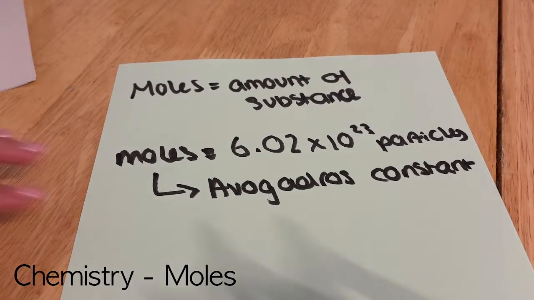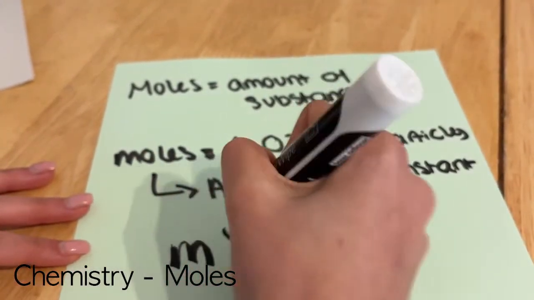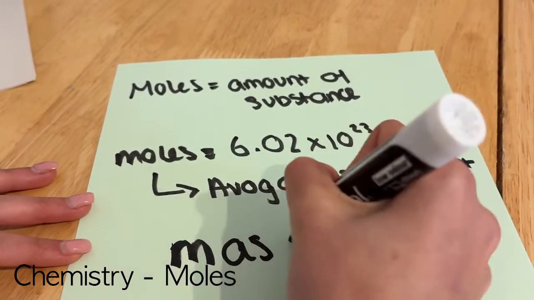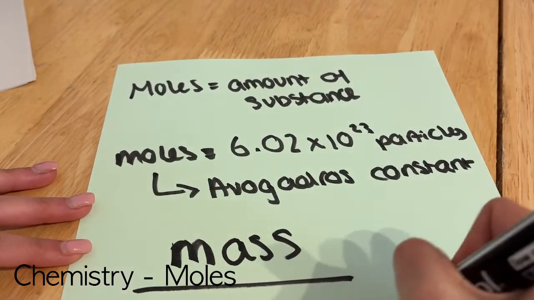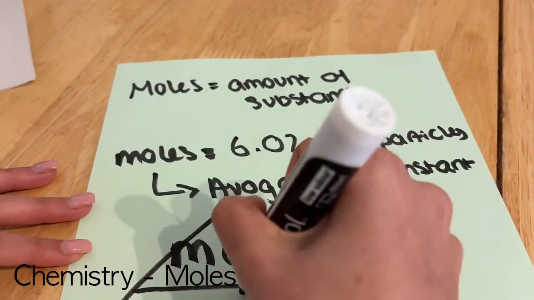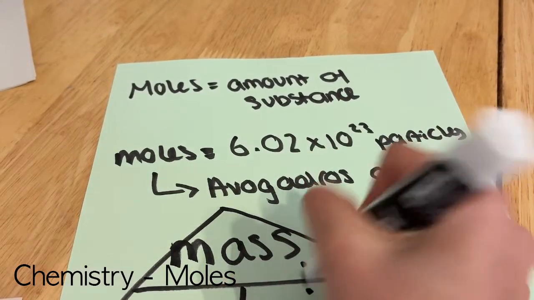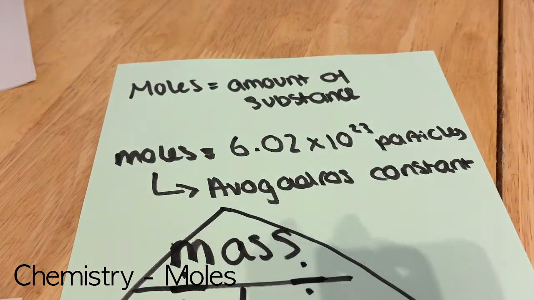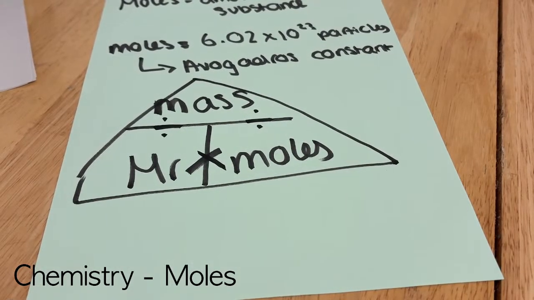So what is the equation for moles? Moles, as most people know it, is mass over Mr. Moles. And we can draw this in a triangle. So on the bottom we times, and then on the top we divide, okay? We'll be using this equation to help with all our other questions that we'll be doing. So I'll pop that there and we can get started.